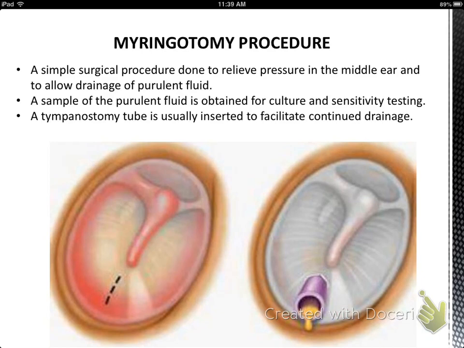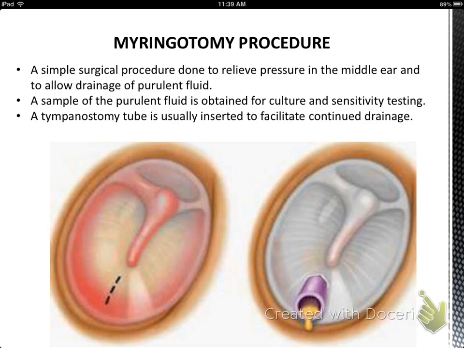Now let's talk about the myringotomy procedure. A myringotomy is a relatively simple procedure, most often performed by an ENT physician. A small incision is placed into the tympanic membrane, which relieves pressure and allows drainage of the purulent material in the middle ear. A sample of the purulent fluid is collected, which is then cultured in the lab to identify the causative microorganism. Obtaining a culture and sensitivity is important because it allows for adequate antibiotic treatment to be achieved.